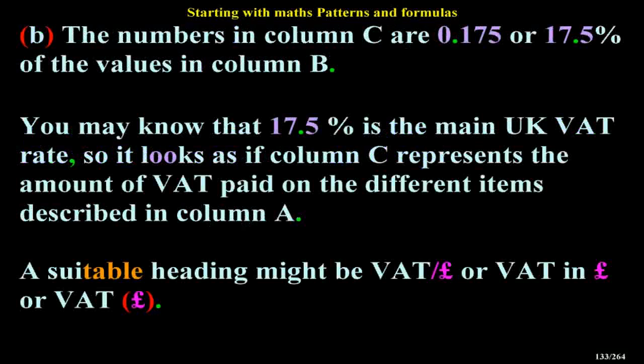The numbers in column C are 0.175 or 17.5% of the values in column B. You may know that 17.5% is the main UK VAT rate, so it looks as if column C represents the amount of VAT paid on the different items described in column A. A suitable heading might be VAT.